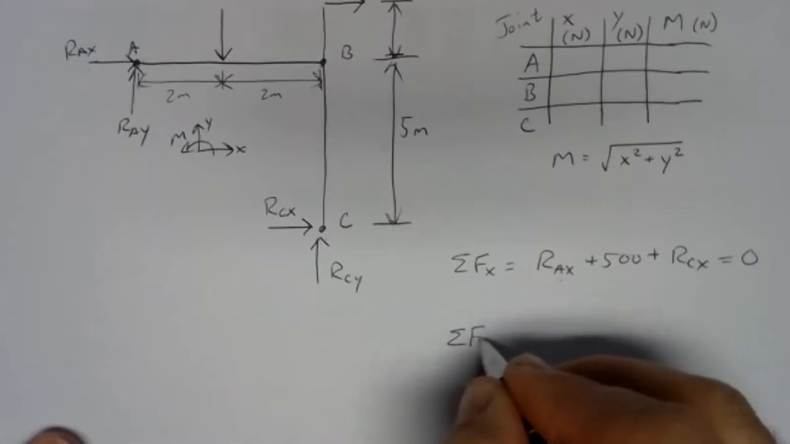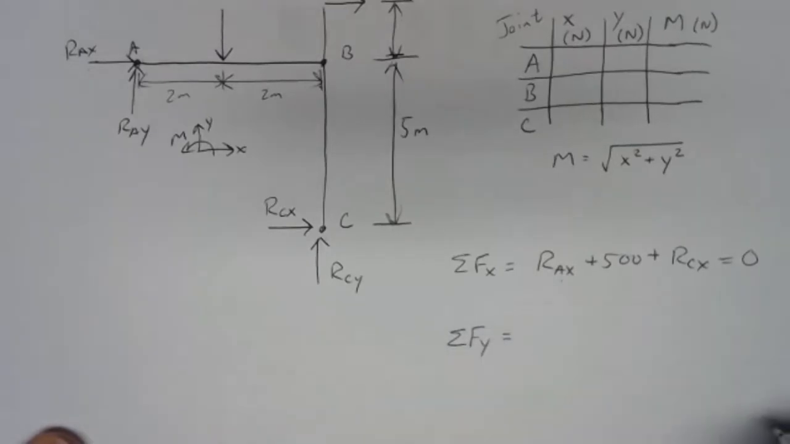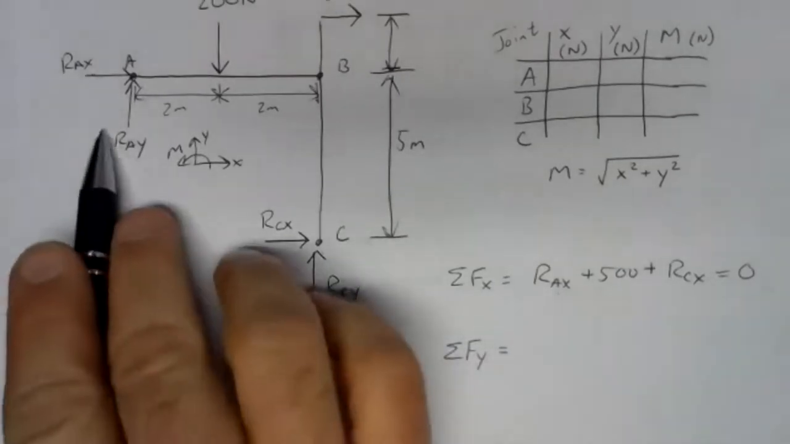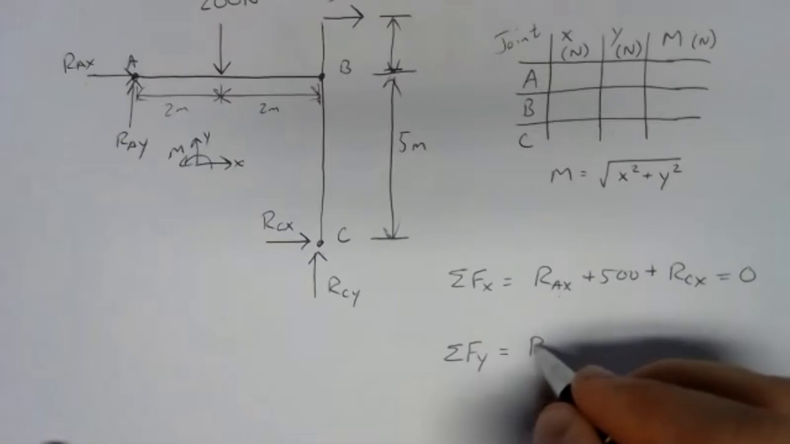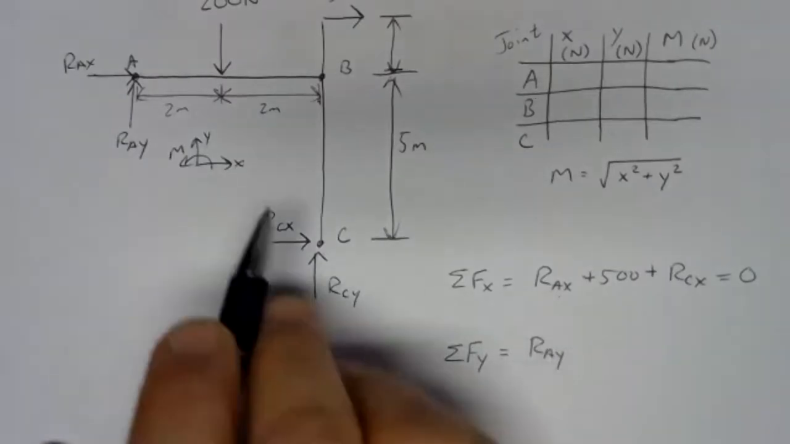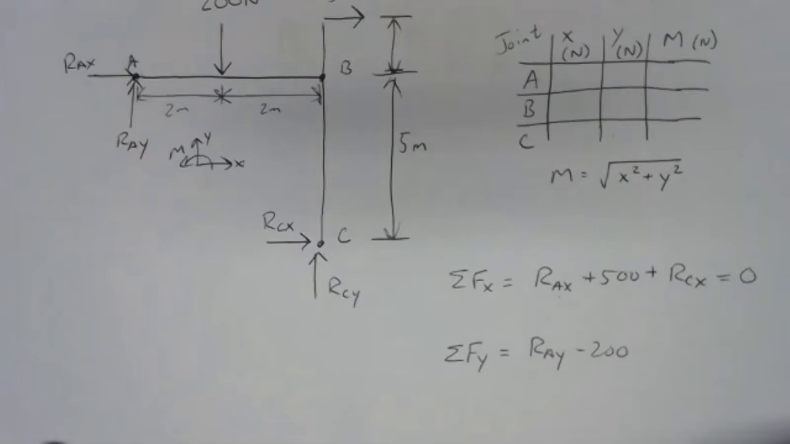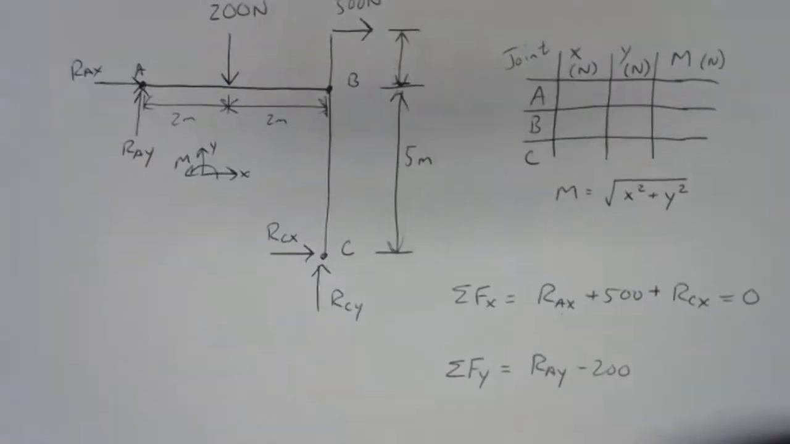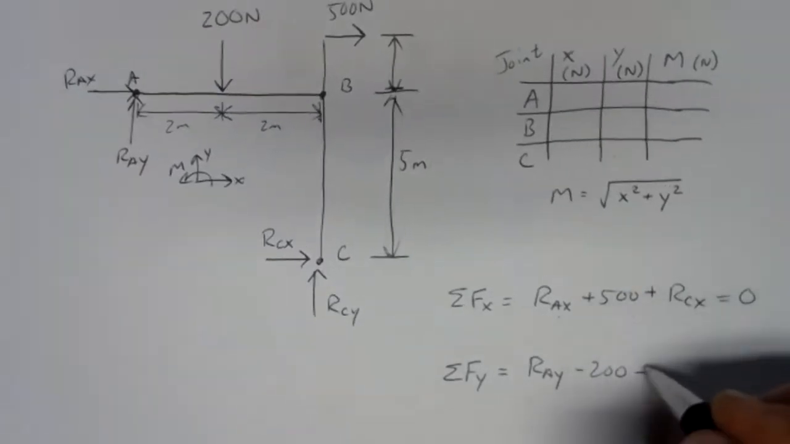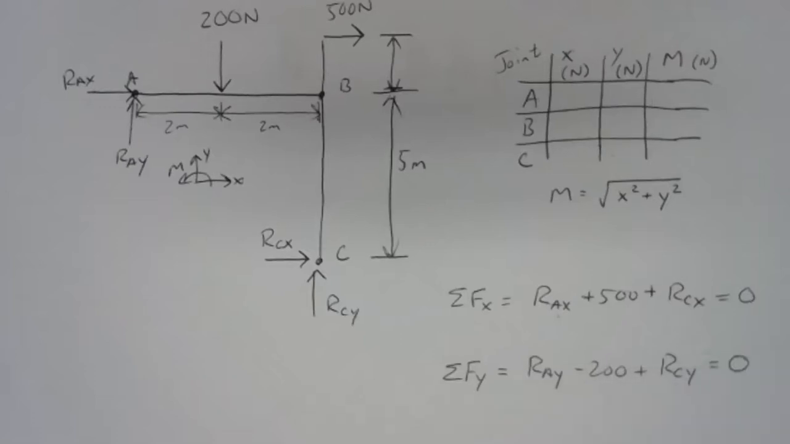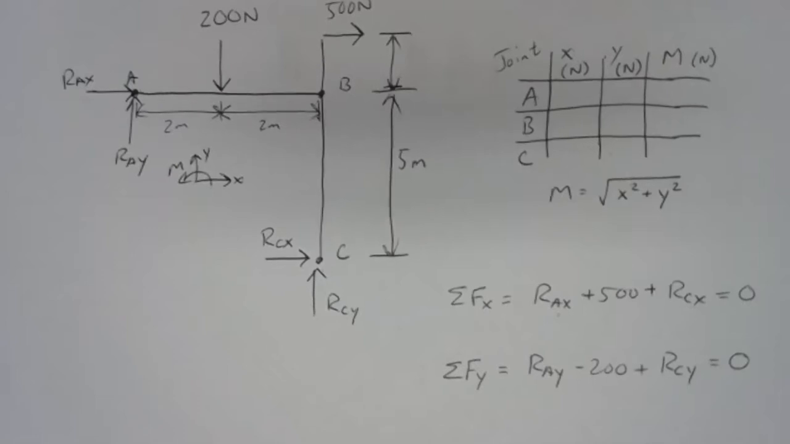We can take our sum of forces in the y direction. In the y direction, we have RAY positive. We have a minus 200 newtons. And then we have RCY positive. No other forces in the y direction, so that's our y direction sum. And then we need our moments about a point.